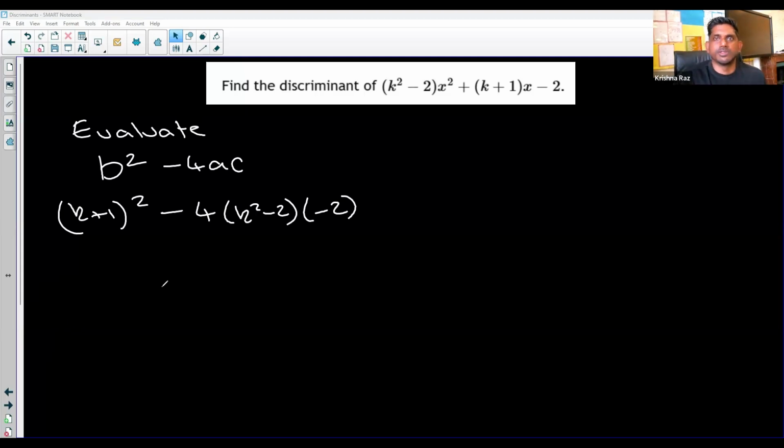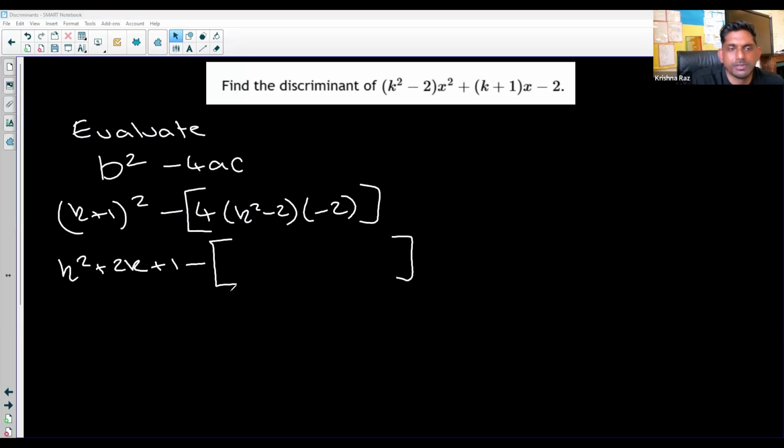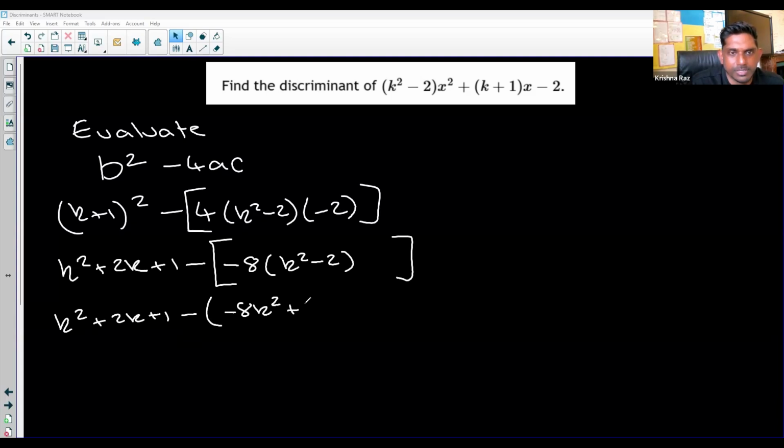So find the discriminant of this. We just need to expand it and simplify. So we have k squared plus 2k plus 1 minus whatever this thing ends up being. So minus 2 times 4 is minus 8 times k squared minus 2. So we've got k squared plus 2k plus 1 minus 8k squared plus 16. So we've got k squared plus 2k plus 1 plus 16, because of minus times a minus.